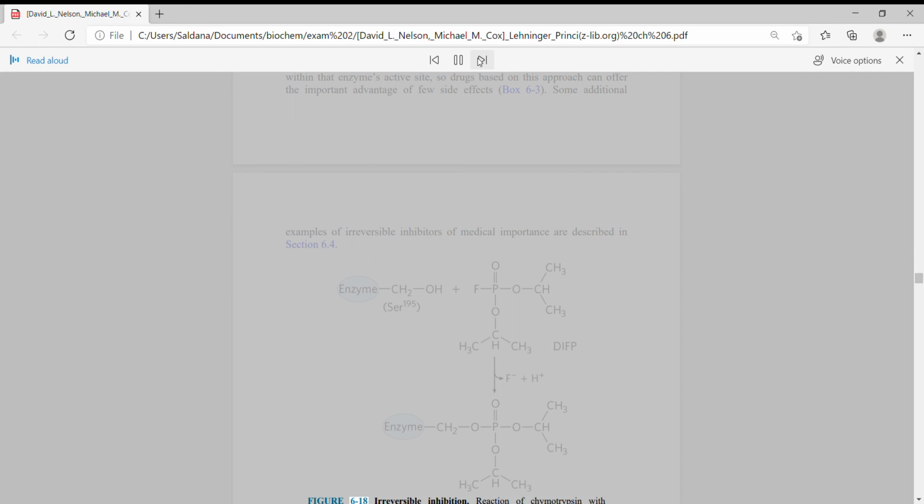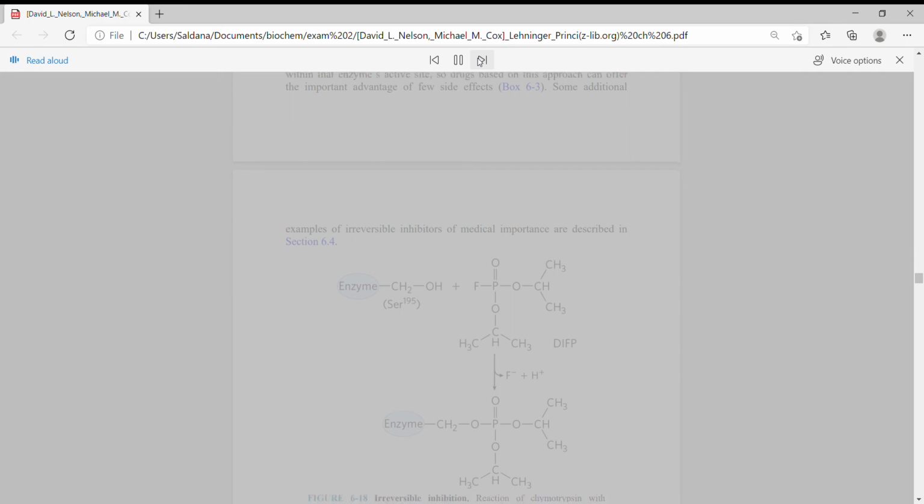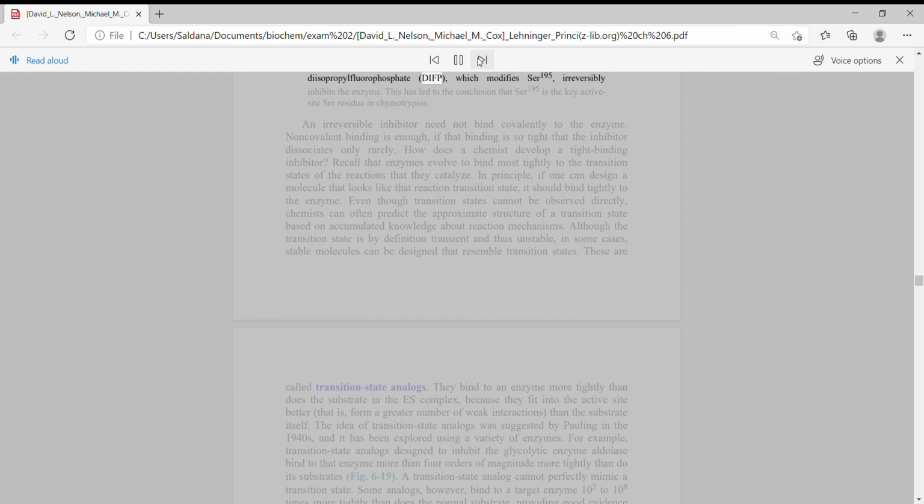Figure 6-18. Irreversible inhibition. Reaction of chymotrypsin with diisopropyl fluorophosphate, DIFP, which modifies SER195, irreversibly inhibits the enzyme. This has led to the conclusion that SER195 is the key active site SER residue in chymotrypsin. An irreversible inhibitor need not bind covalently to the enzyme. Non-covalent binding is enough, if that binding is so tight that the inhibitor dissociates only rarely.